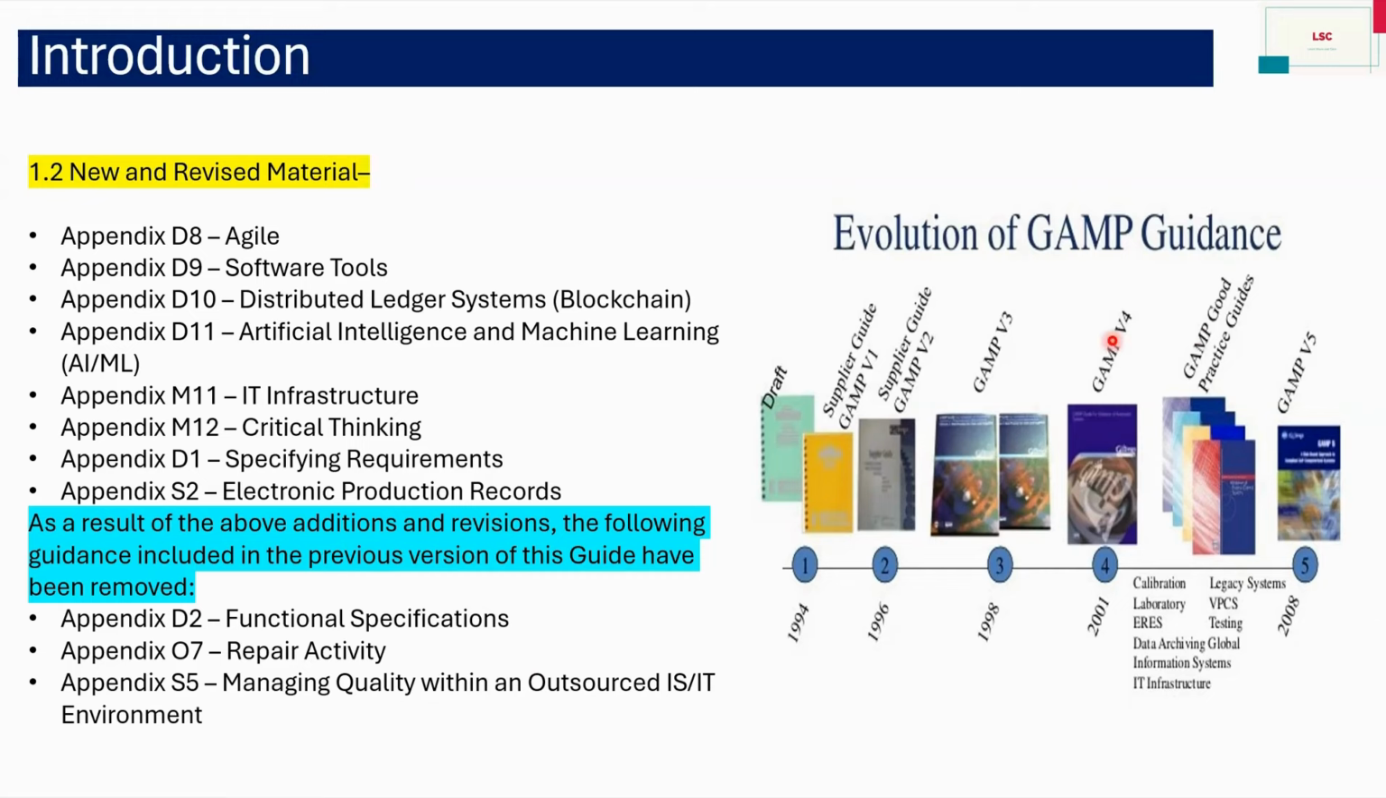This is the one diagram for evaluation of the GAMP guideline. And GAMP 5 came in 2008. After that, we are now with Edition 2 in 2024.